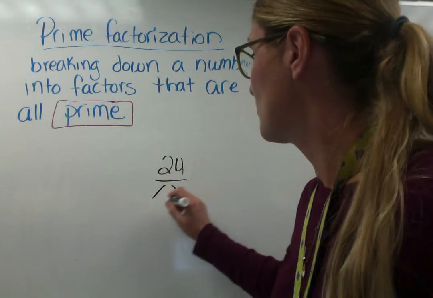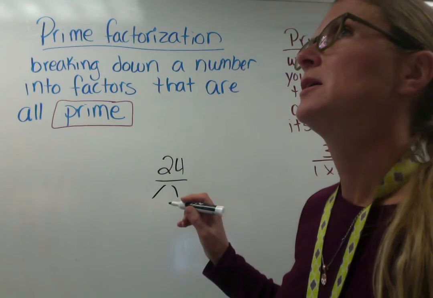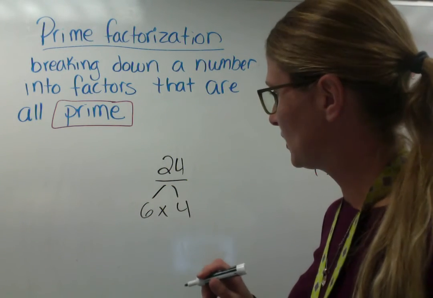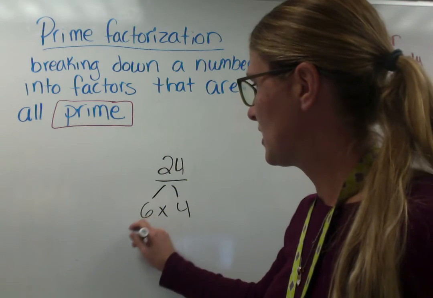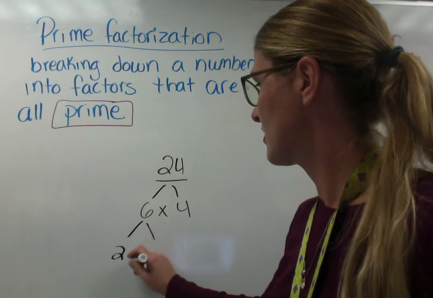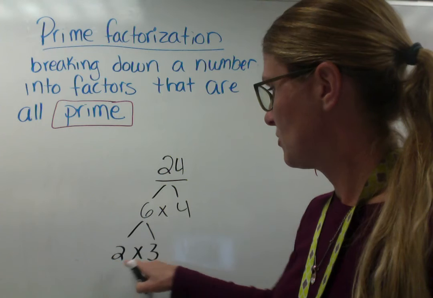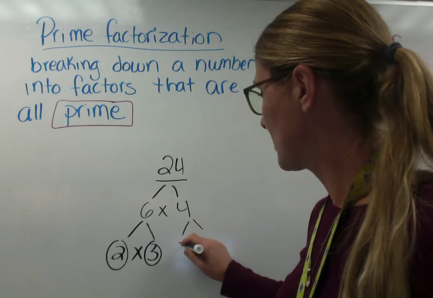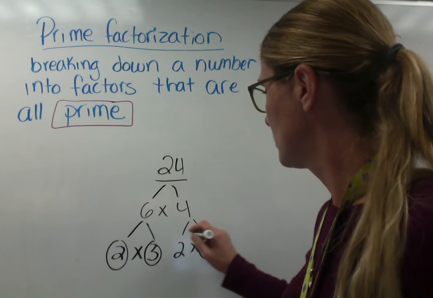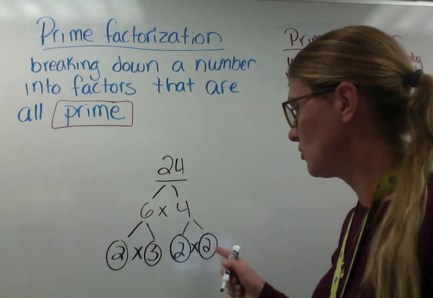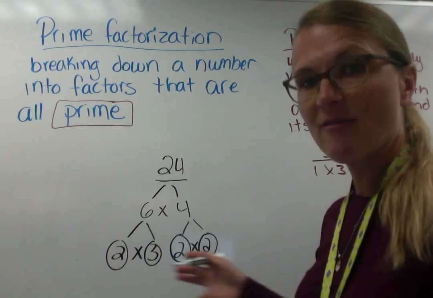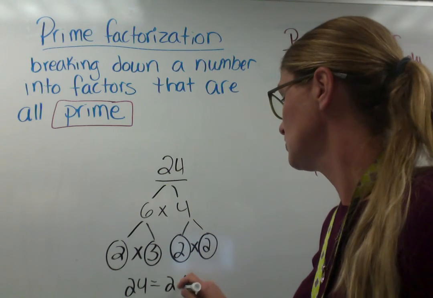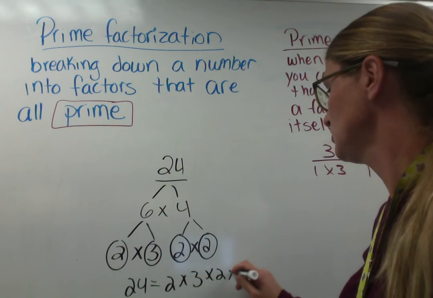So I'm going to start by doing, I don't know, let's do 6 times 4. Why not? 6 times 4. 6 can be broken up into 2 times 3, so 6 is not prime. But 2 and 3 are prime, so I'm going to stop there. 4 is not prime. It can be broken up into 2 times 2. So 2 times 2 are prime. So now I have all prime numbers, so I'm done. So my prime factors of 24 are 2 times 3 times 2 times 2.